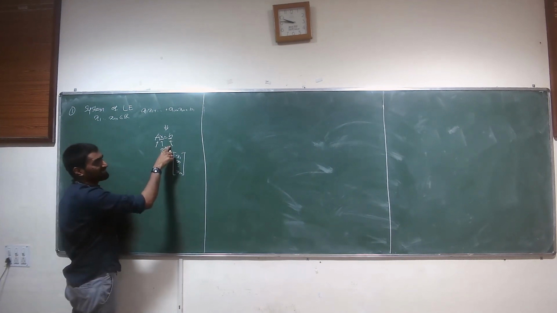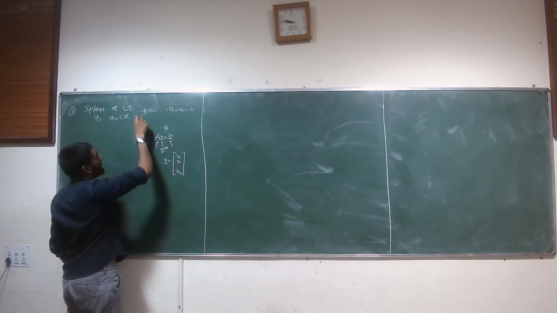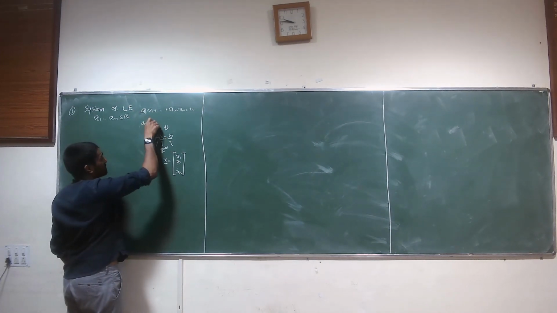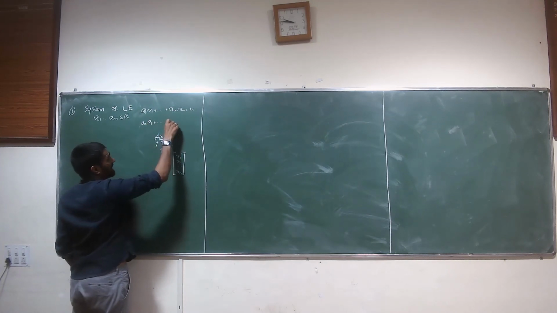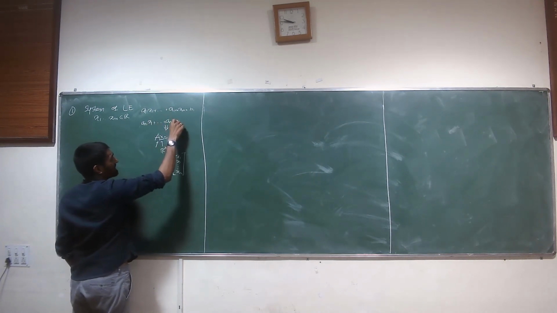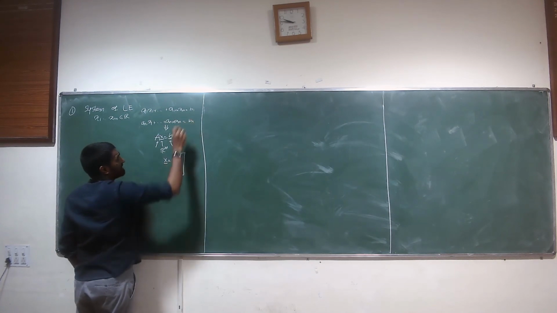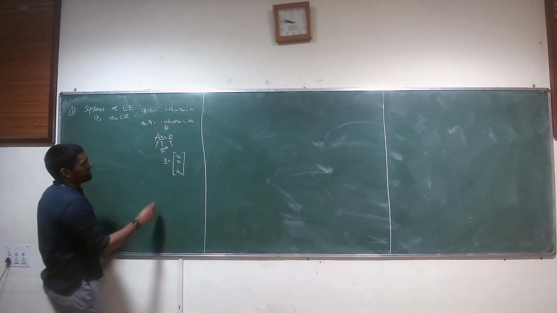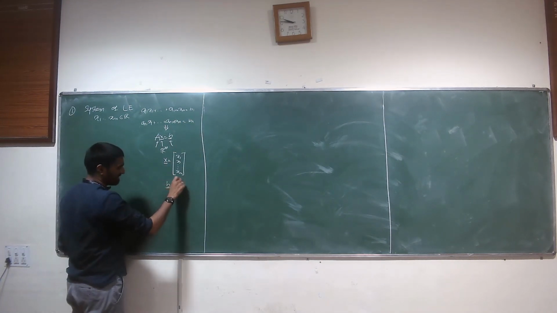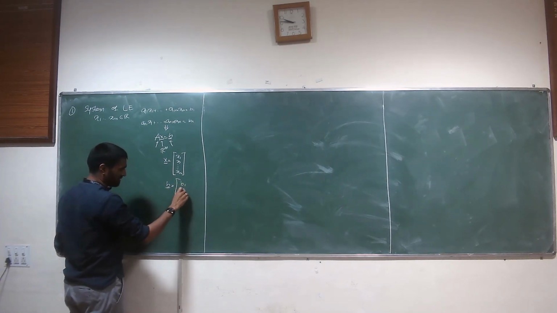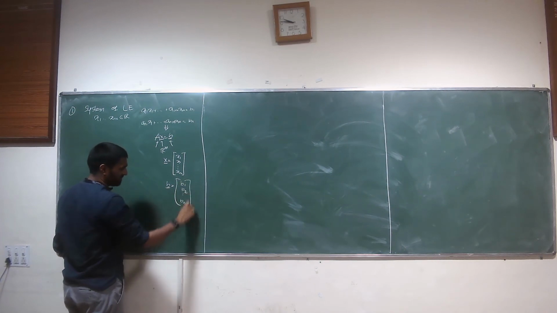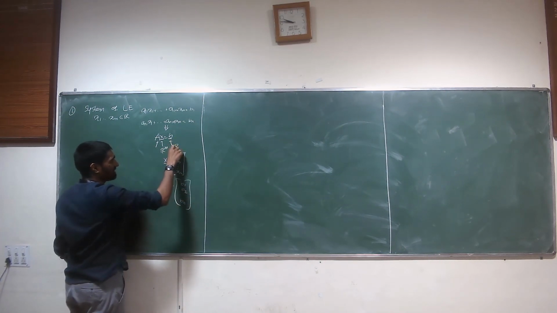What about B? So there are n equations. A_n1 x1 up to A_nm xm equals Bn. And what is B? What are the elements of B? So it's B1, B2, up to Bn. This is from Rn.